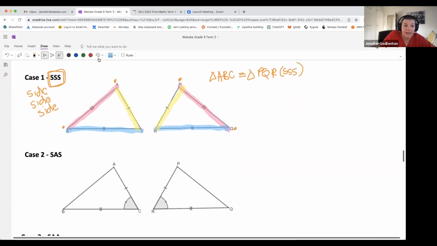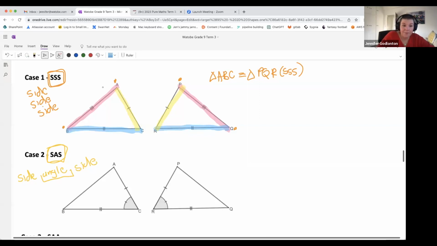Next one. Next one we have to be super careful about. So the next one is SAS. We have to write it as SAS. We can't write it in a different way. We can't write SSA because the A has to be in the middle, and that's going to make more sense now. So this one is side, and then I'm going to write it very specially like this, angle, side. So our angle has to be in between our 2 sides.